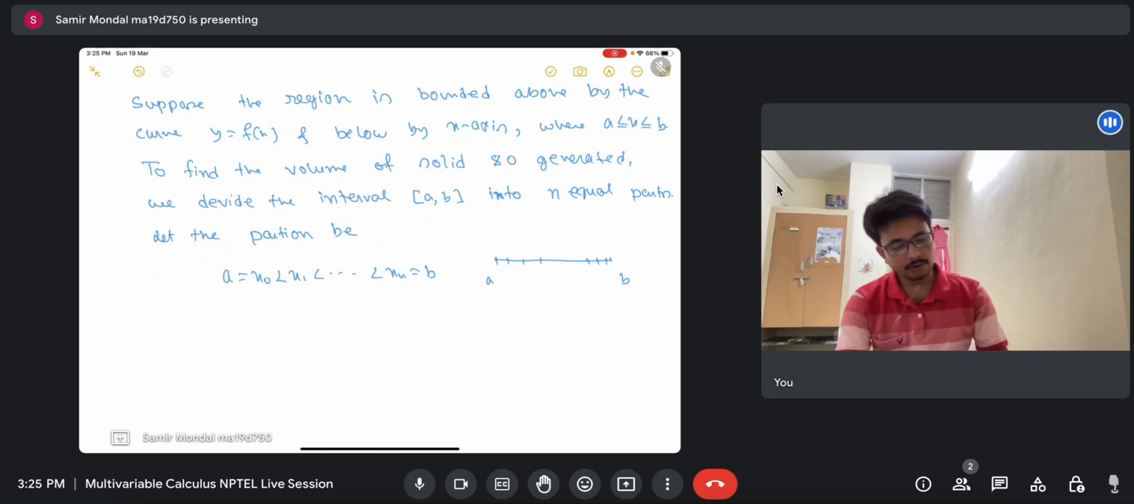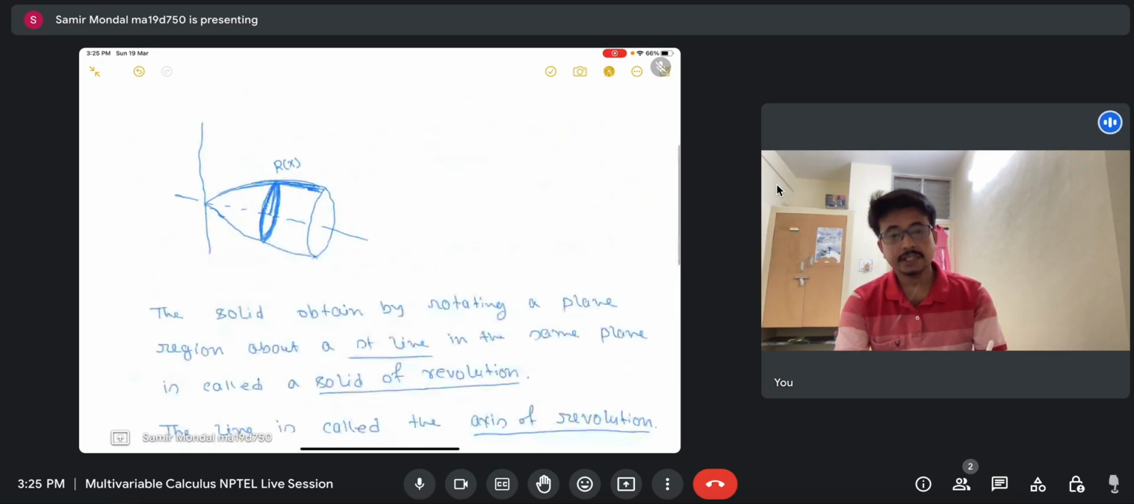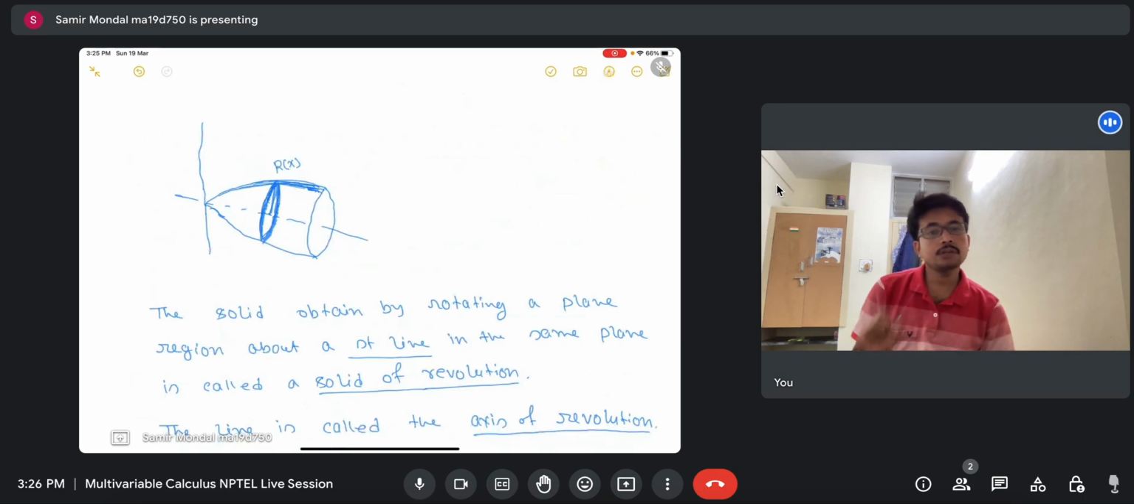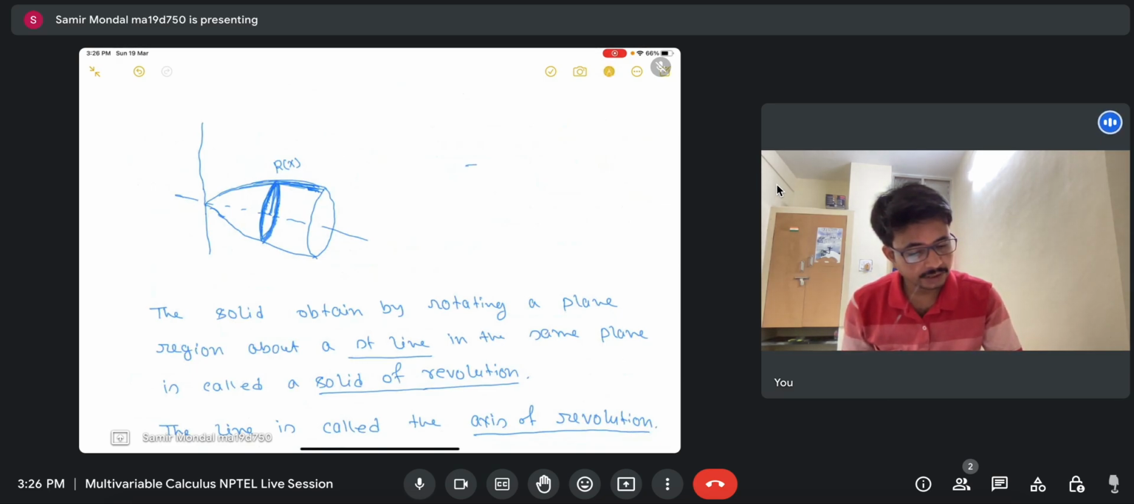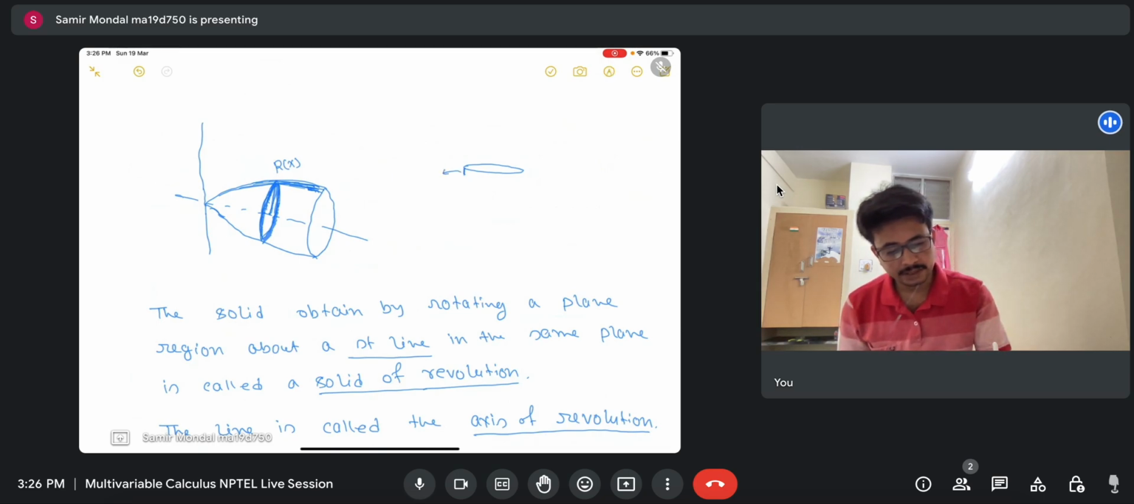Now we'll take one slice. What is the volume of that particular slice? If you look, that slice is nothing but a cylinder with very small height. If you take the ith subinterval, the height is x_i minus x_{i-1}. And what is the radius? The radius is nothing but f(x_i*), where x_i* belongs to that subinterval.